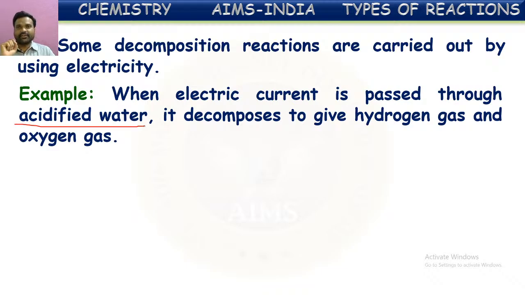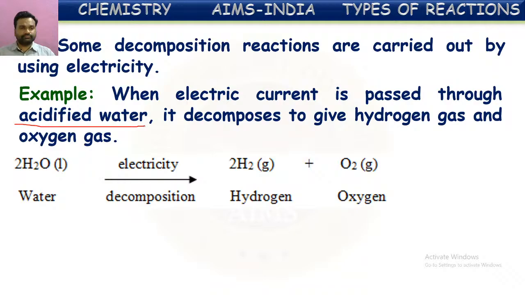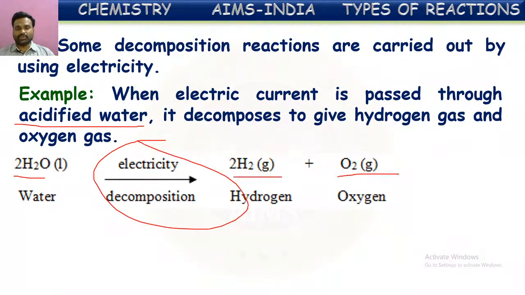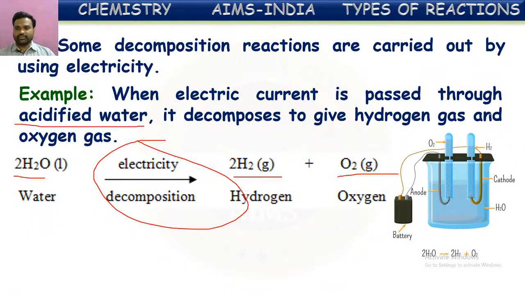Why is that acid added? To make water a good conductor of heat and electricity. So if electricity is passed through this acidified water, then this water will be decomposed into respective elements, hydrogen and oxygen. So it is also called electrolysis, and it is undergoing decomposition here. So we can see the equation: when water undergoes electrical decomposition, it forms hydrogen and oxygen, two separate elements. This is called decomposition. So the equipment will be like this. The decomposition or electrolysis of water will be done in this kind of equipment.